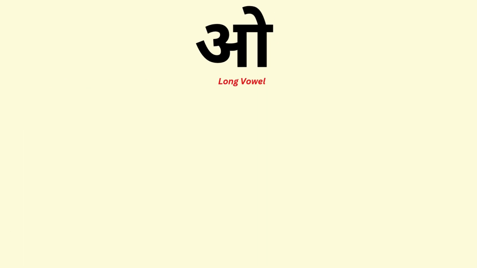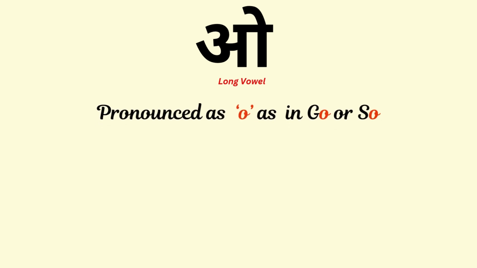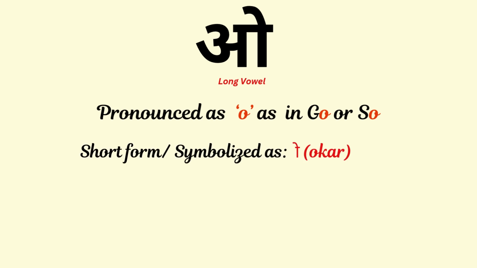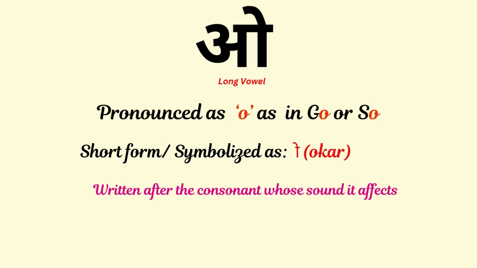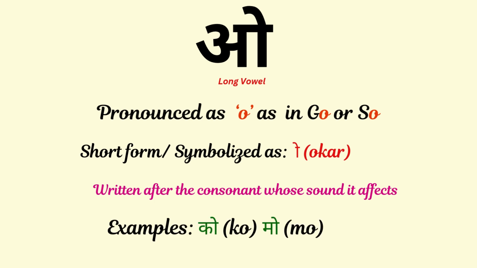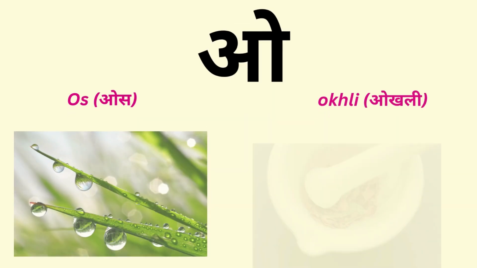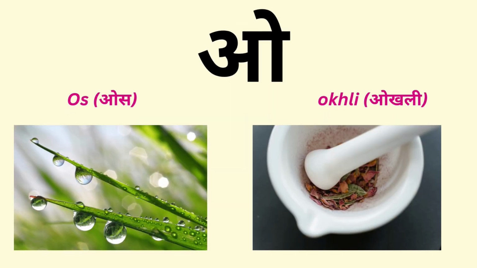Then we come to O. O is pronounced as O as in the word go or so. It's a long vowel and is represented by this symbol, which is written after the consonant whose sound it affects. For example, ko and mo. Words starting with O are os, that is dewdrops, and oakley.